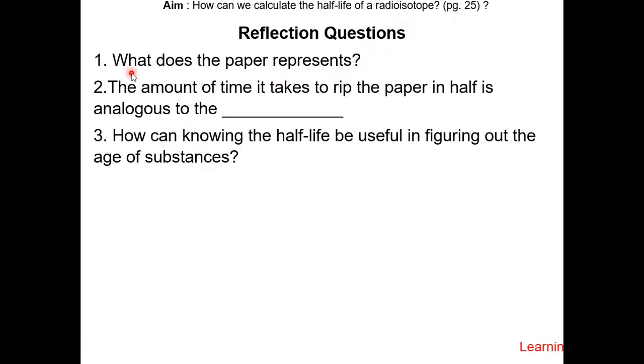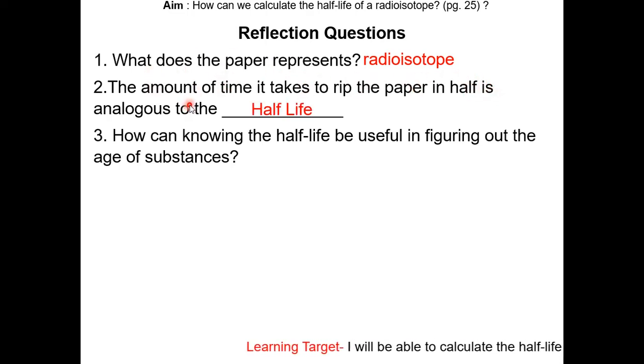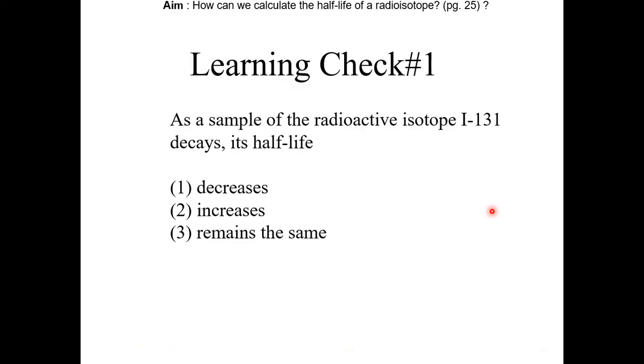Let's review the simulation. What does the paper represent? The paper represents a radioisotope. The amount of time it takes to rip the paper in half is analogous to the half-life. How can knowing the half-life be useful in figuring out the age of a substance? We can use the half-life to calculate backwards the ages of substances.